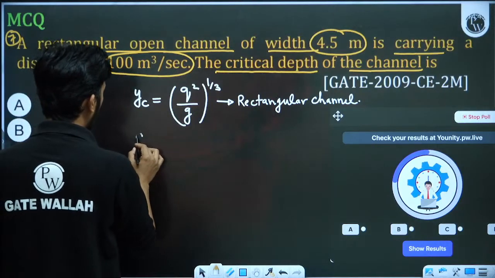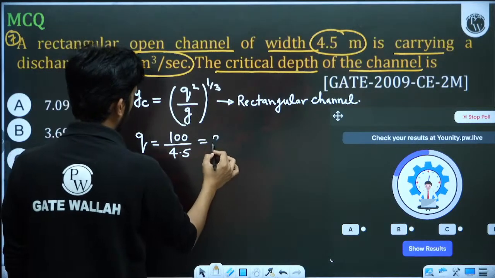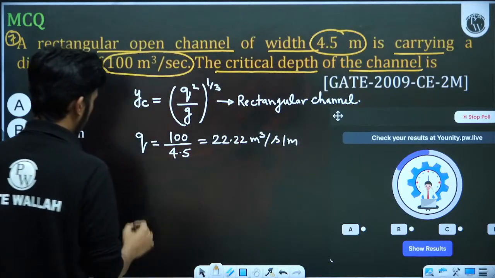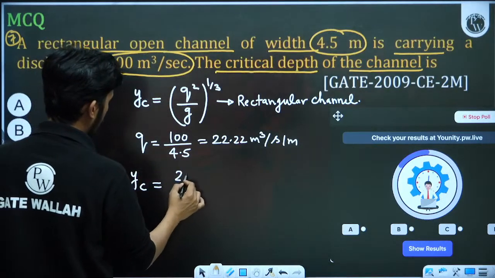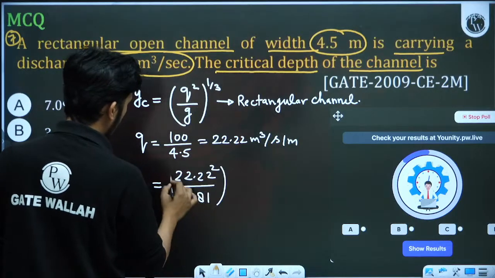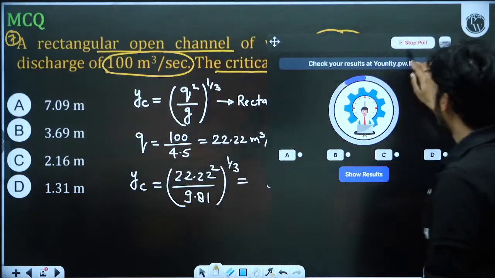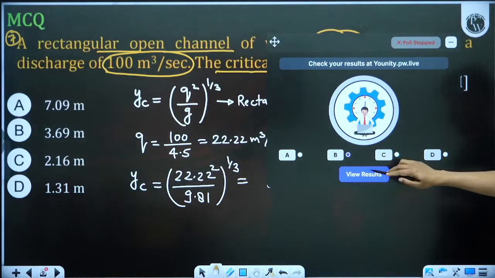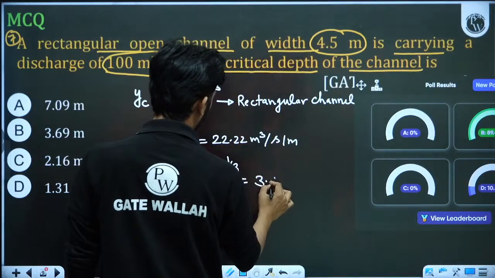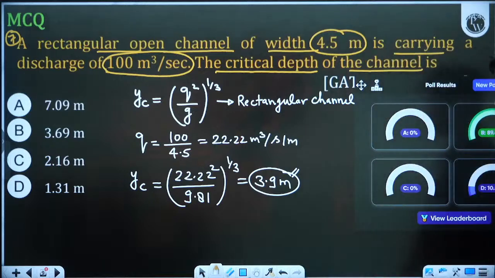So what is the q value? q is equal to 100 upon 4.5, so that is 22.22 meter cube per second per meter. When you calculate, Yc will be equal to 22.22 upon g, 9.81, whole square, raised to power 1 by 3. So what will you get? I am stopping the poll. So you will get the answer as B part, 3.9. Absolutely correct. When you calculate this now, you will get 3.9.